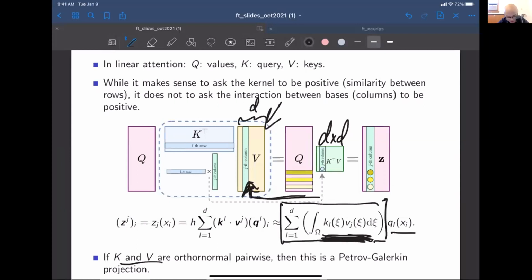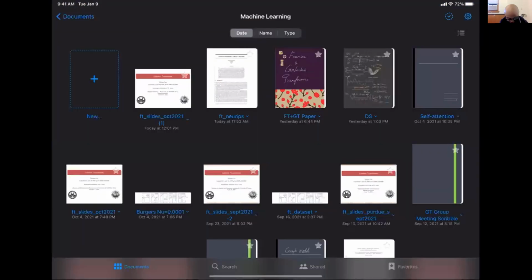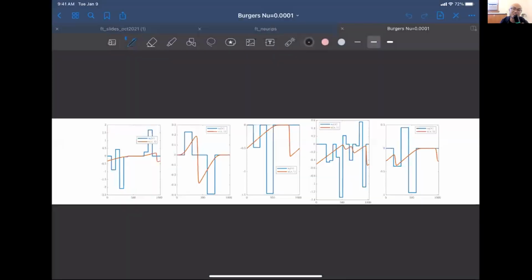For example, I constructed a data set. Here we go. So I constructed this data set, and I think I tried everyone's model. It doesn't work.